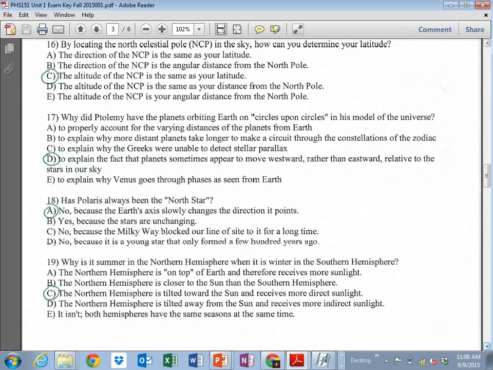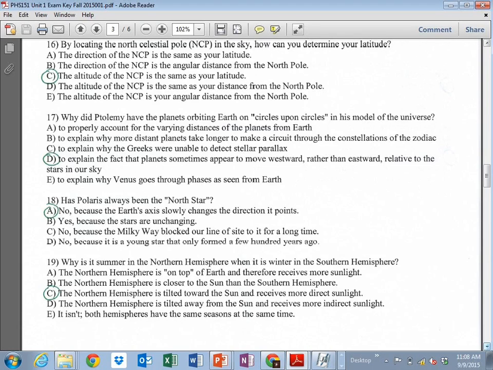Question 17, why did Ptolemy have the planets orbiting on those little epicycles? That was D, to explain that retrograde motion. So D is the best answer. Question 18, has Polaris always been the North Star? Nope, because of precession, right? The Earth's axis is slowly changing the direction it points to.